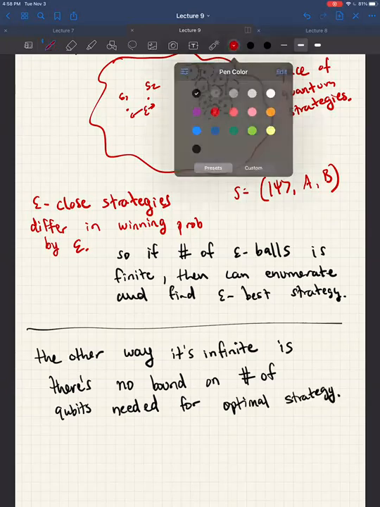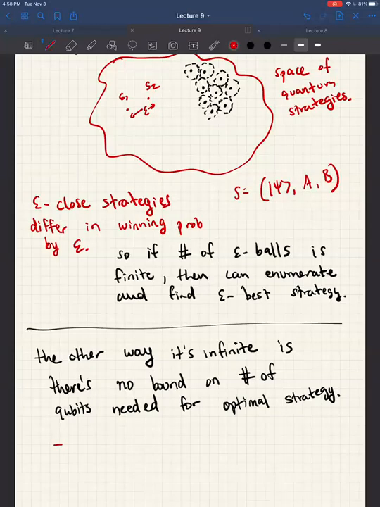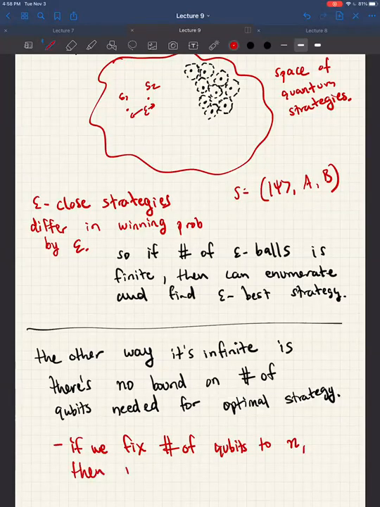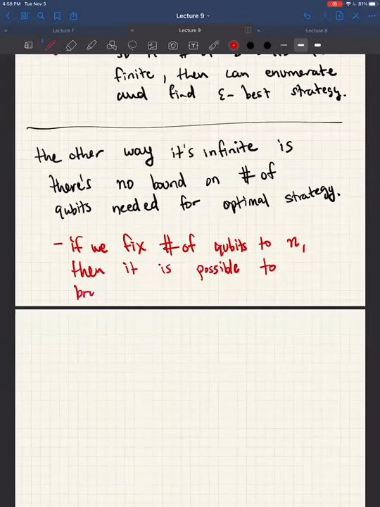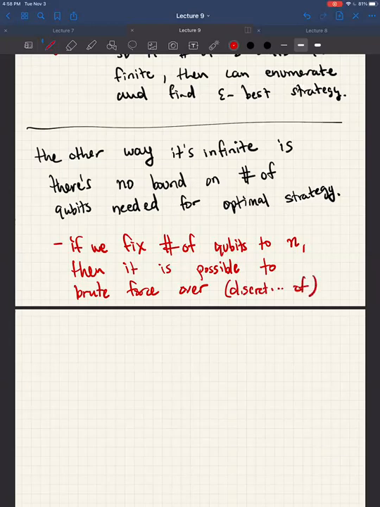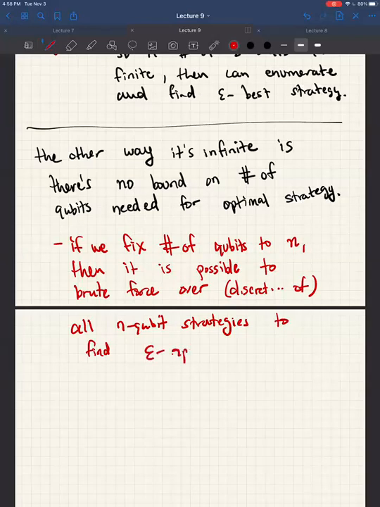Right. So the key point that is important to know here is that if we fix the number of qubits to say n, then it is possible to brute force over a discretization of all n qubit strategies to find the epsilon approximate best n-qubit strategy.